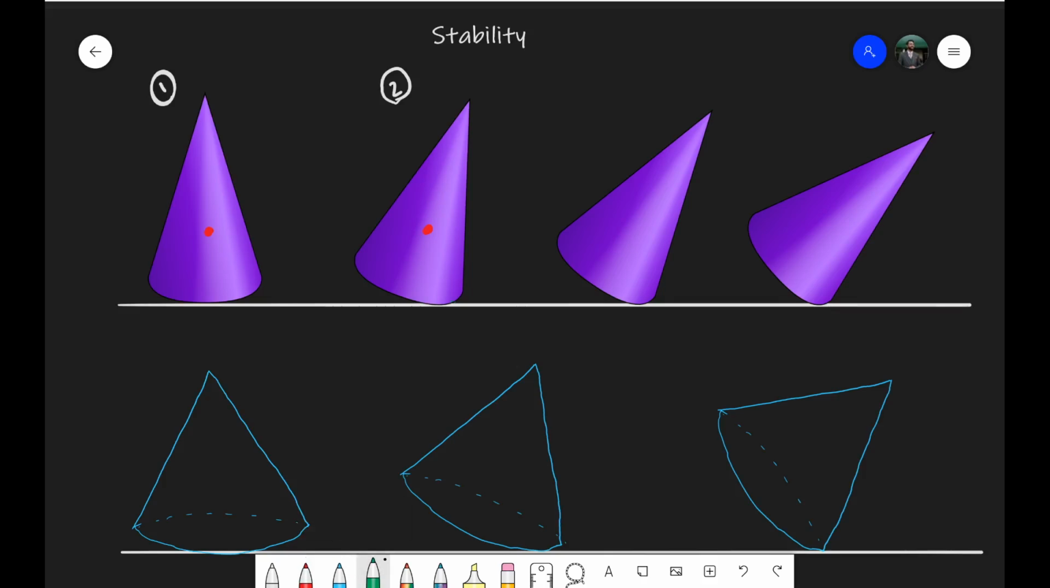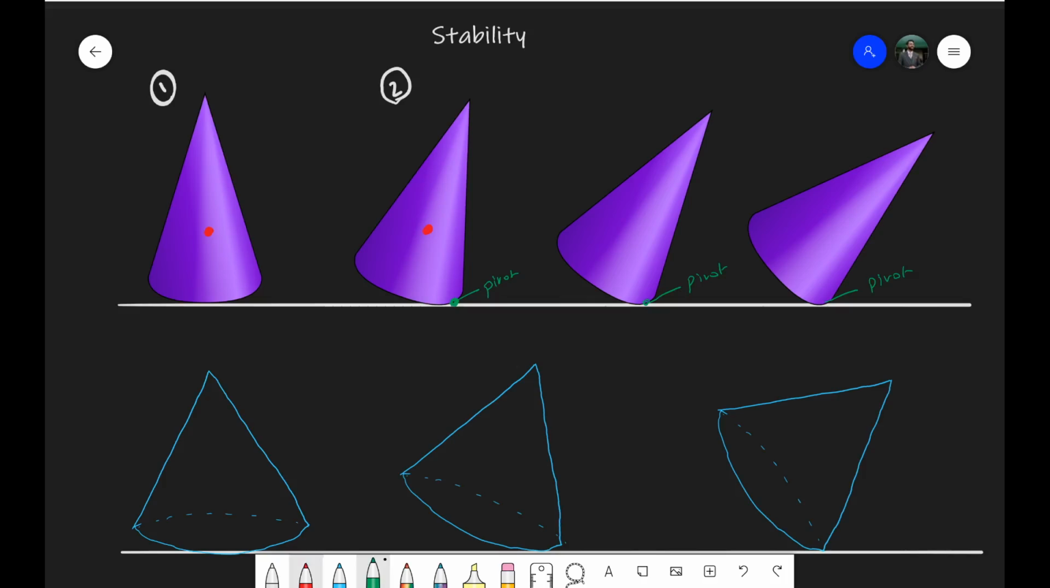So the pivot is the point where the cone is actually in contact with the surface. This will be your pivot in this scenario. In all of these scenarios, this is where the pivot is going to be, where the cone actually is in contact with the surface.